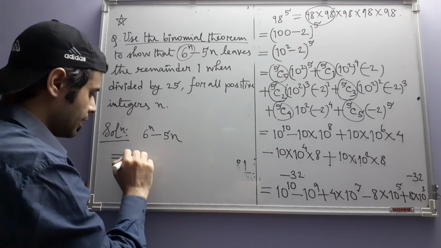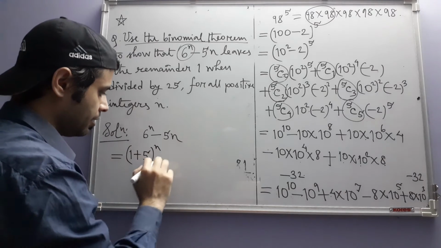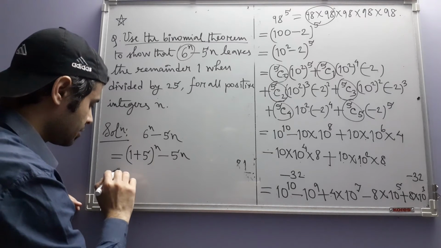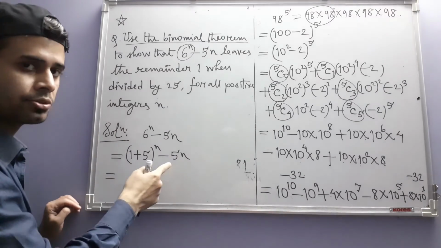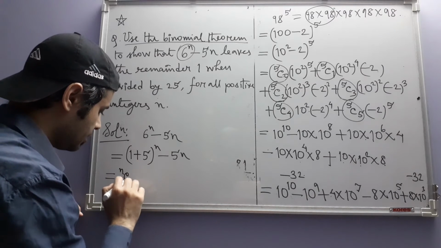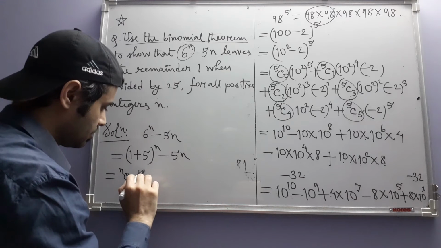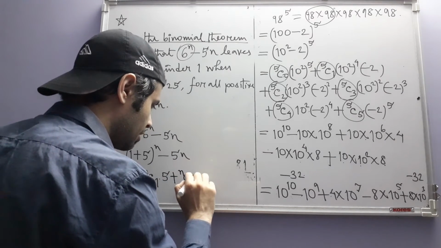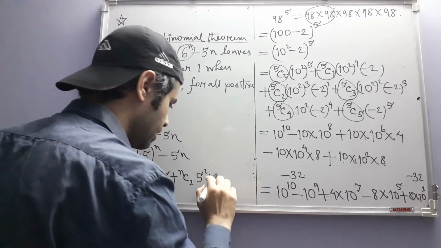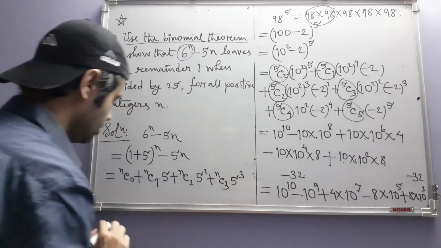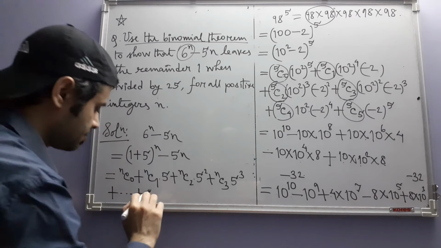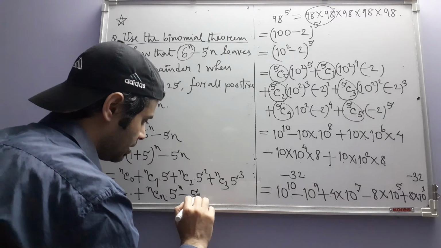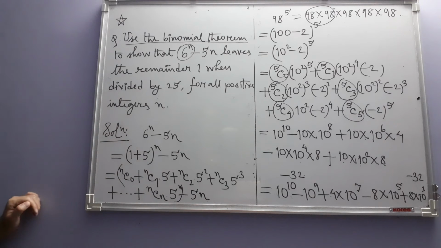So what we do, we write 6 as 1 plus 5, whole to the power n, minus 5n. And this one we expand. So its expansion is easy. See, here it is of the form 1 plus b whole to the power n. So the expansion looks like this: nC0 plus nC1 times 5 plus nC2 times 5 square. Let me write one more term. We will realize why. nC3 5 cube plus etc. plus nCn 5 to the power n, minus 5n. Okay, so till this we have the expansion and minus 5n.